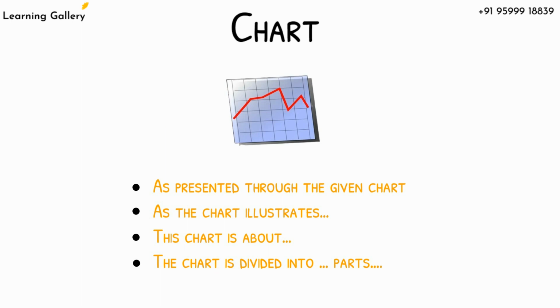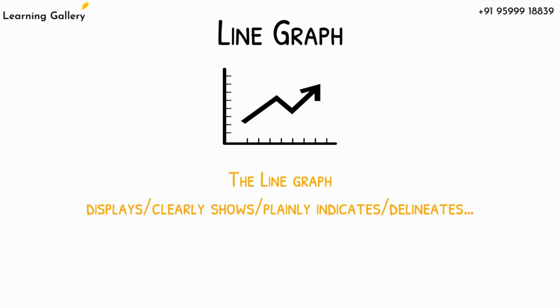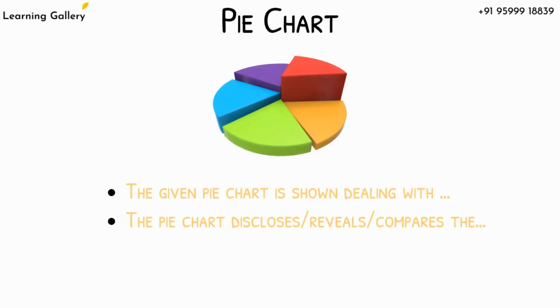So if you have to start the intro of a graph, you can probably start this way: According to the given graph, or as it is evident from the graph, and so on. Now, when it is a chart, you may begin this way: As presented through the given chart, or as the chart illustrates. And there are a few more examples shared with you. And this is how we may start describing a line graph: The line graph displays, or the given line graph clearly shows, or plainly indicates, or delineates.